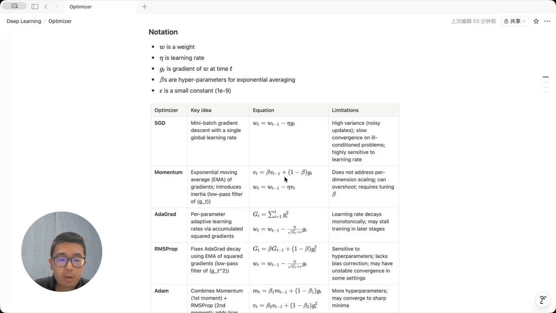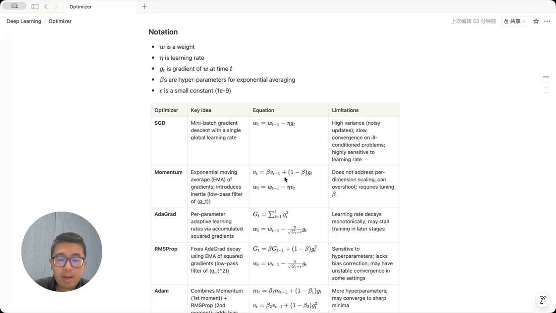Imagine pushing a ball instead of walking step by step. The ball builds up velocity. If the terrain constantly slopes in one direction, the ball accelerates that way. If the slope changes randomly, those fluctuations get smoothed out. So instead of reacting to every noisy signal, you follow the steady trend. This is why momentum reduces oscillation and moves faster along meaningful directions.